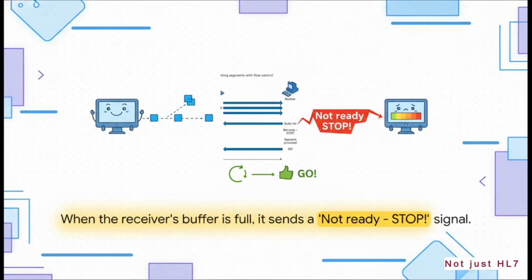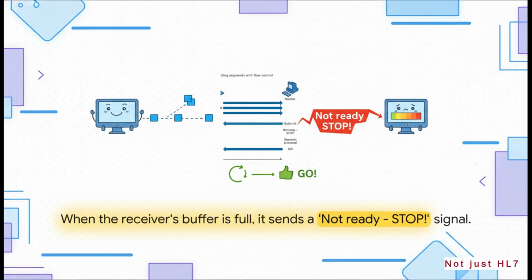And here's that traffic light in action. You can see the sender is just firing off segments, but the receiver's buffer is filling up. Once it's full, boom, it sends that not ready, stop signal, and the sender politely pauses. After the receiver has had a chance to process that data and clear some space, it sends the go signal, and the flow just picks right back up.